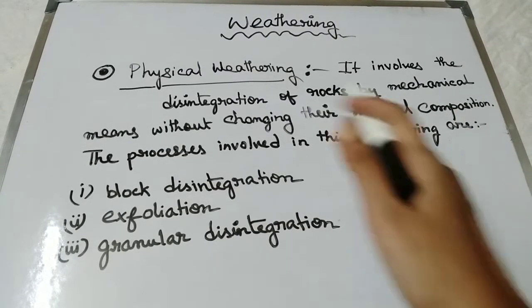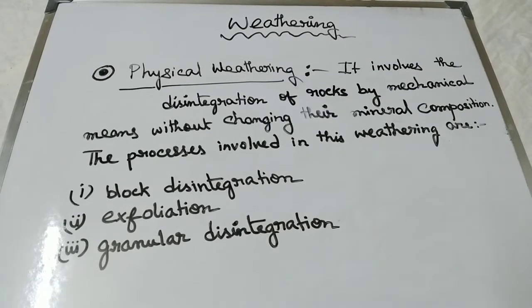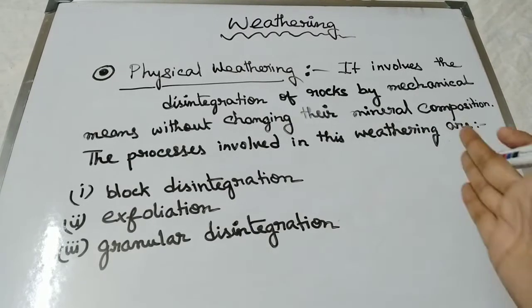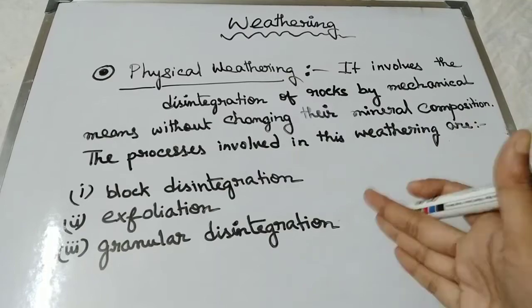Mainly, mechanical weathering or physical weathering occurs on the outer part of the rock materials without changing their mineral composition. It does not change their inner composition, it only changes the outer part of the rock materials. That is called physical weathering. Now this physical weathering is concerned with these three processes: block disintegration, exfoliation and granular disintegration.